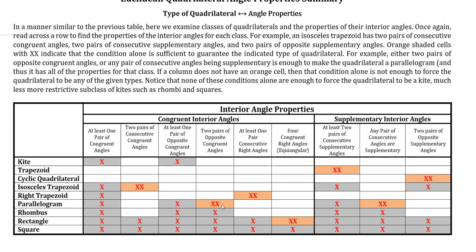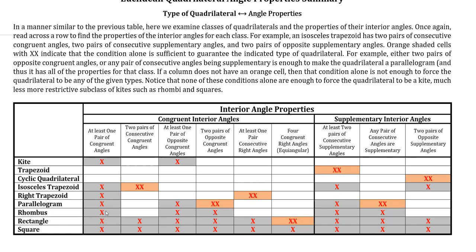In fact, it has two pair of opposite congruent angles, and that turns out to be enough to make it a parallelogram. Notice that two pair of consecutive congruent angles is enough to make the quadrilateral an isosceles trapezoid, and two pair of opposite congruent angles is enough to make it a parallelogram. We proved all these things earlier. I'm just sort of reminding you of that. At least one pair of consecutive right angles is enough to make it a right trapezoid.